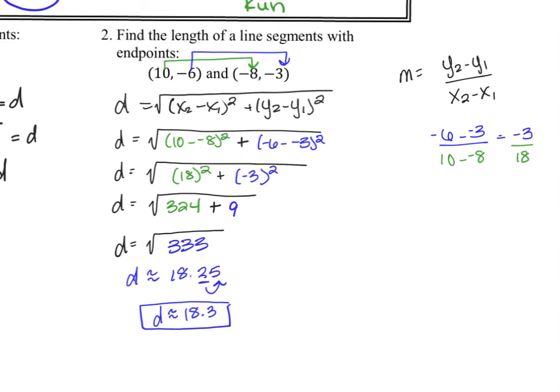And then if you notice, these numbers were the numbers we had right here after we had simplified this. So if you're asked in your homework, you're going to be asked to find both slope and the length of the segment using the distance formula. So once you find the slope, you can very easily substitute them into your distance formula and continue solving.